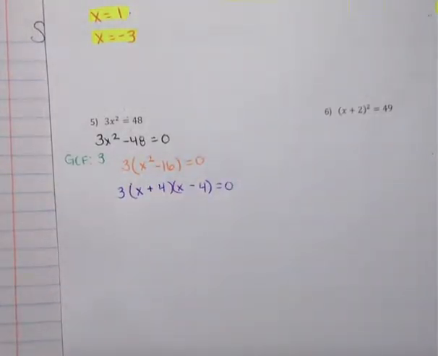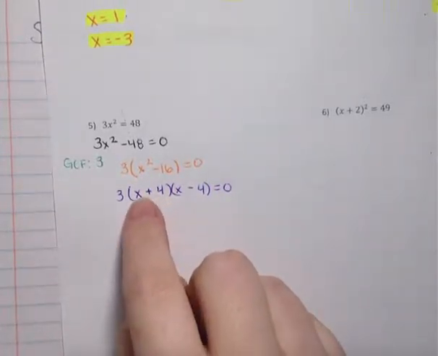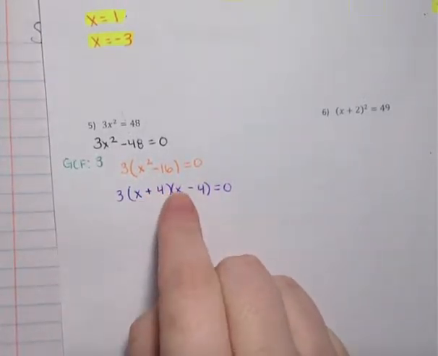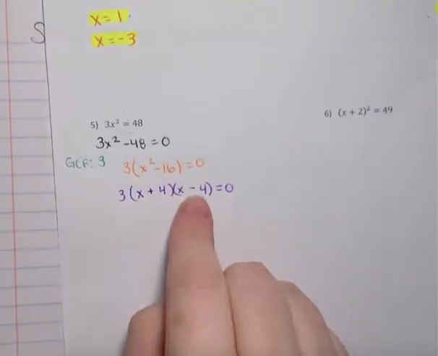Now that we have factored the difference of squares inside of our parentheses, we no longer have a quadratic term. Therefore, we have factored this completely.